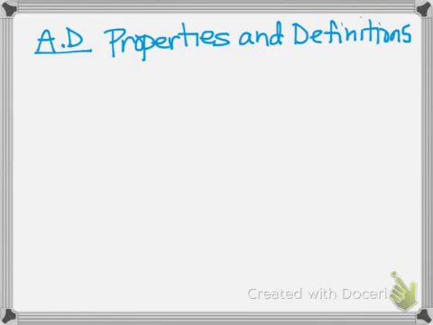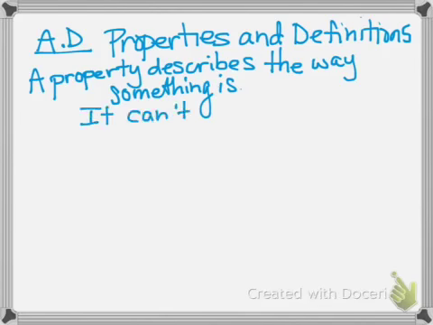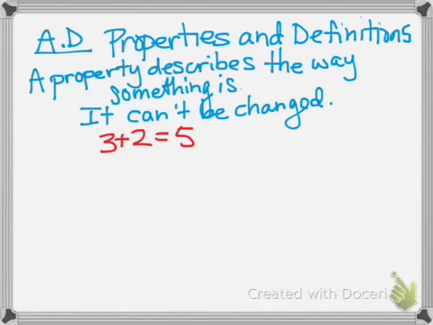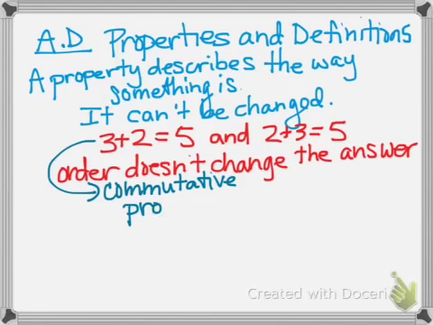Okay, now we'll talk about properties and definitions. A property describes the way something is. It can't be changed. So 3 plus 2 is equal to 5, it's always going to be equal to 5. 2 plus 3 is equal to 5, it's always going to be equal to 5. And the order doesn't change the answer. If we have a plus b is equal to b plus a, that is the commutative property.